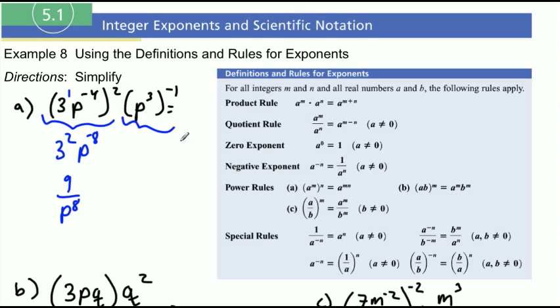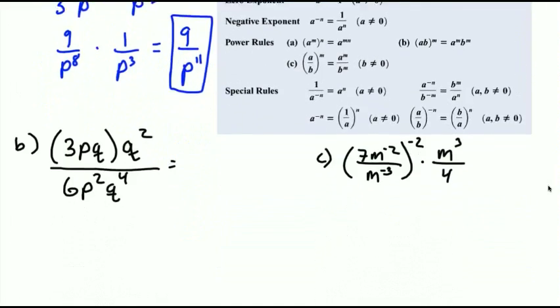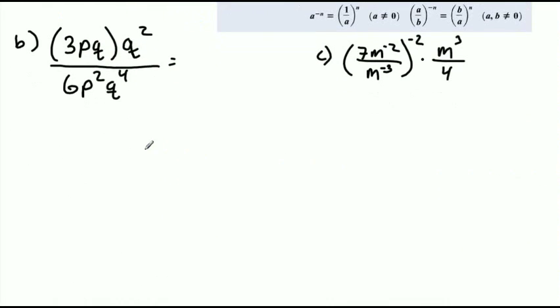Okay, so now let's come over here now. And this right here means p to the power of -3. But if I want to write this as a positive exponent, that's going to be 1 over p cubed. So my final answer, 9 times 1 is 9. P to the power of 8 times p to the power of 3 is p to the power of 11. So 9 over p to the power of 11 should be what I'm looking for. All right, some more crustiness over here.